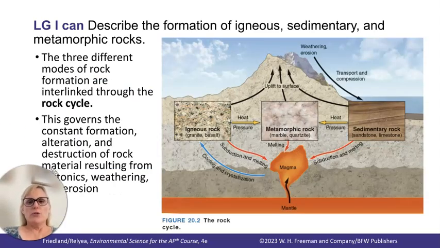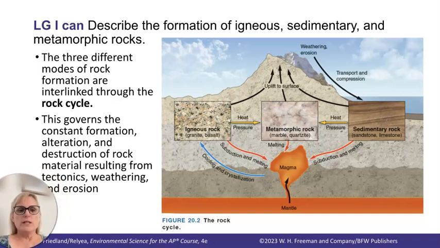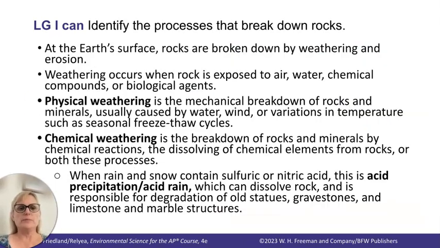Now, all of them can turn into each other. And so they can constantly be reformed or changed through heat and pressure and melting into the other. So it's not a circular cycle. Igneous can turn into either metamorphic or sedimentary. All of them can melt back into the magma and then be turned into igneous rock. So they can all turn into each other.